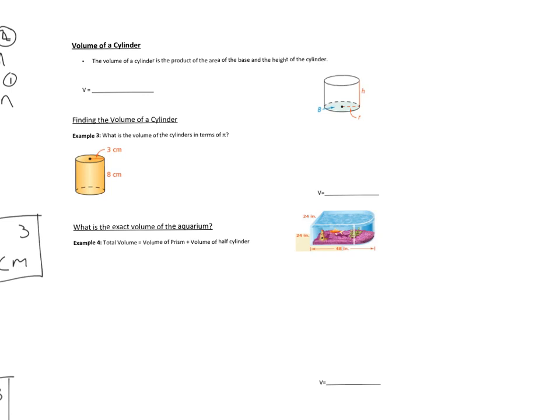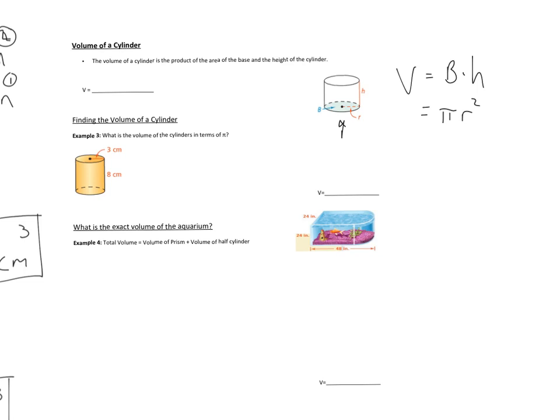What's nice about a cylinder is it's just going to give you a standard, straightforward formula, right? So just like a prism, the volume is going to be the area of the base times the height. Well, the base is a circle, right? The base of a cylinder is always a circle. And so a circle is always pi r squared, right?